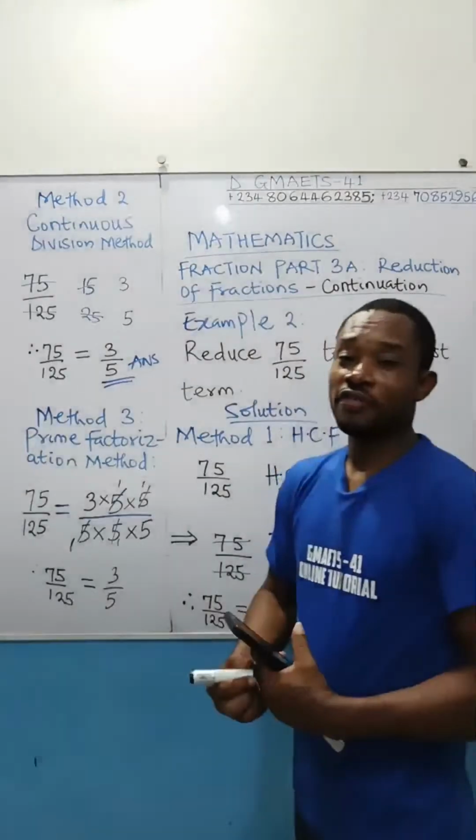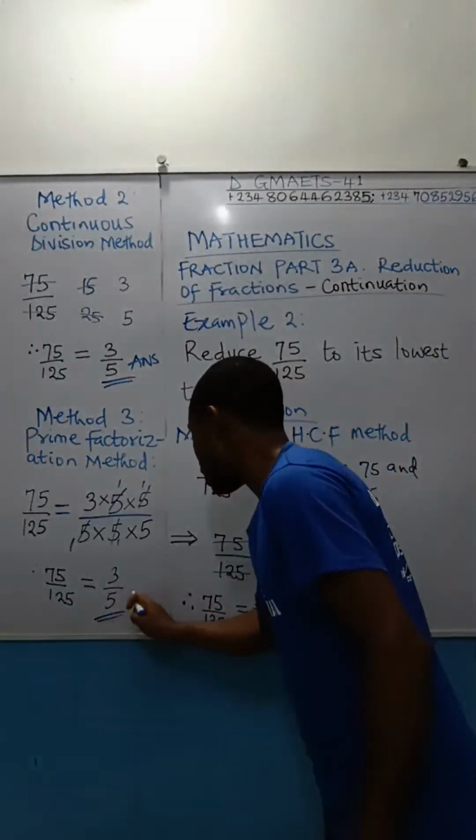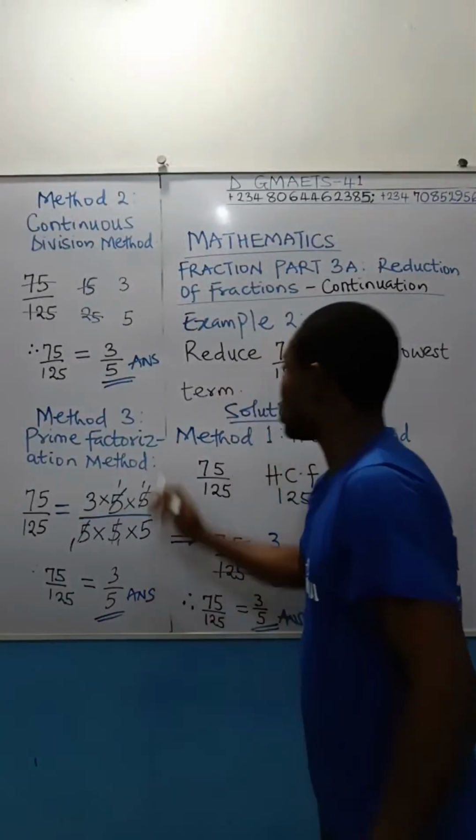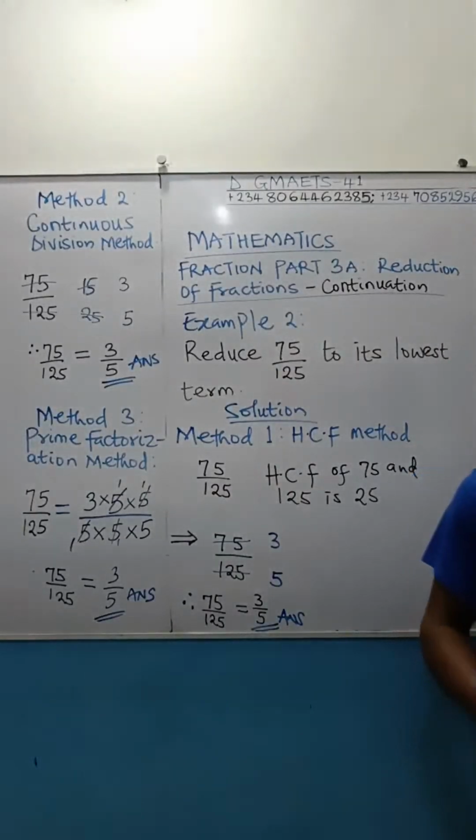So that is 3 over 5. And that's the answer, the same as what we obtained in method 2 and method 3.